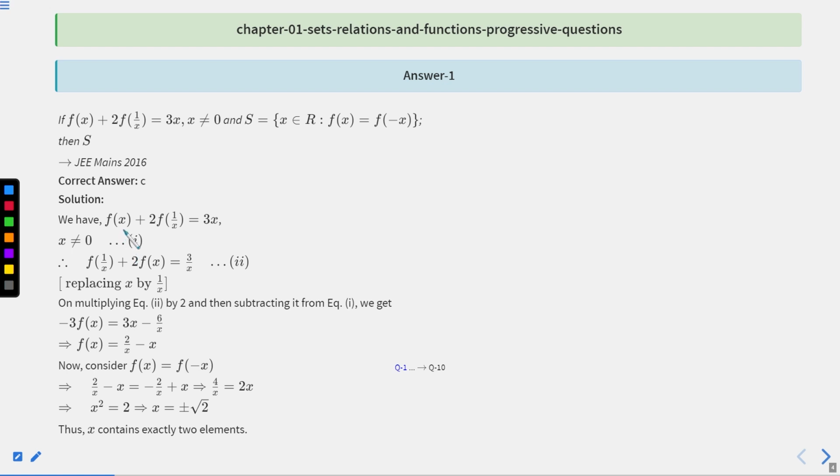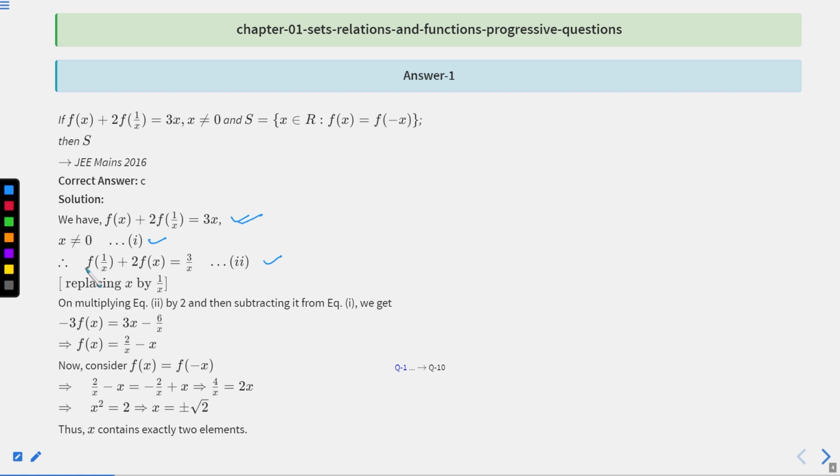So we have the equation f(x) + 2f(1/x) equal to 3x. Now replace x by 1/x in this equation. So when we replace x by 1/x, what we will get? f(1/x) + 2 times f(x) is equal to 3/x. Now we got two equations, equation 1 and equation 2, in terms of f(x) and f(1/x). Now we have to eliminate f(1/x).